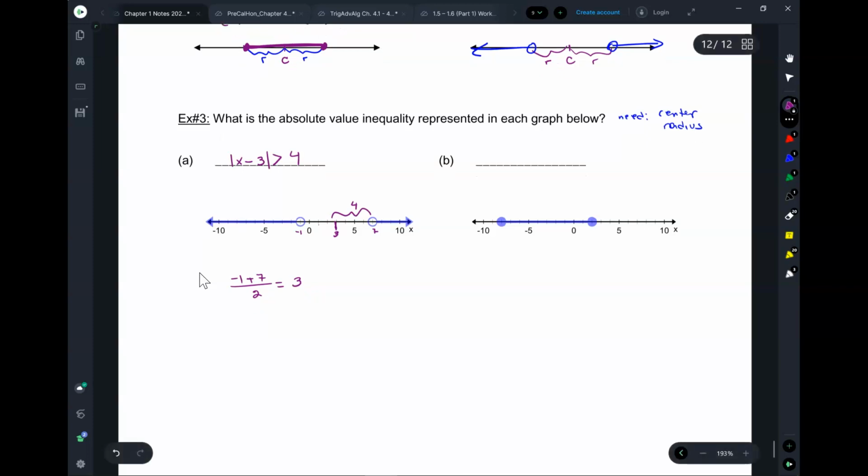Okay, here, this is an and inequality. What are the endpoints here? -8 and 2. So -8 plus 2 over 2 is -3. That's my center. So from -3 to one of the outer points, how big is it? It's 5. That's my radius. So I say absolute value of x minus -3, which makes it plus 3, and because it's an and, less than or equal to 5. Okay, and that's this section. Thank you very much.